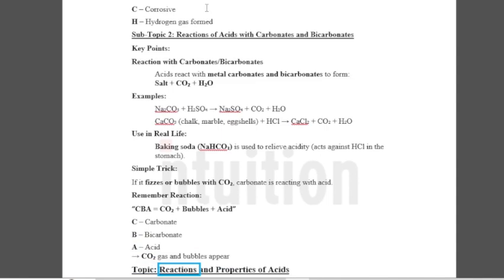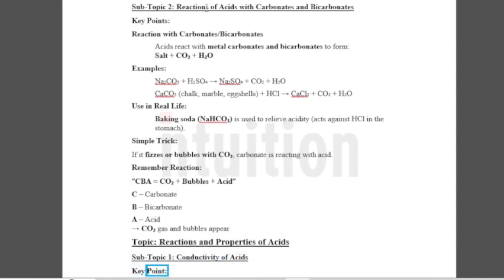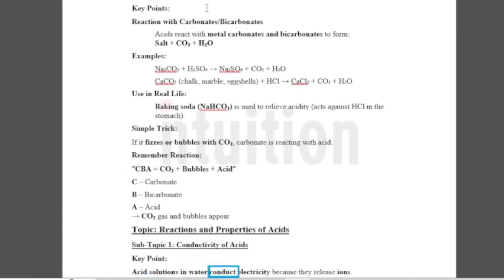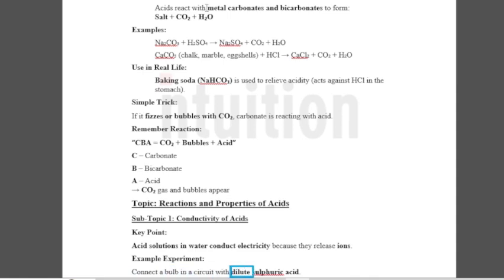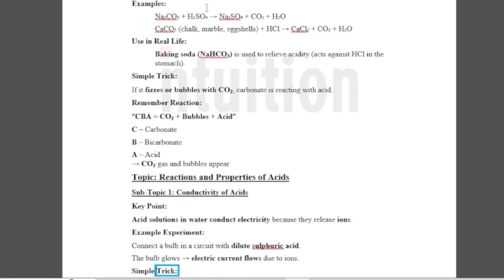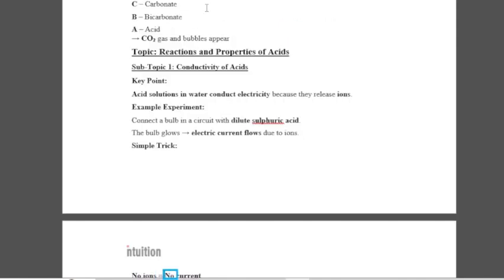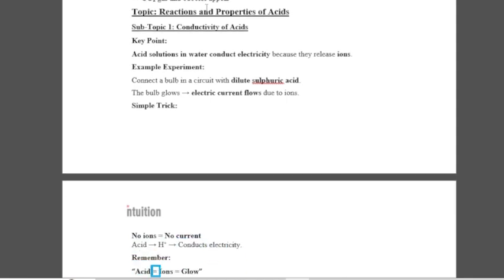Topic: Reactions and properties of acids. Subtopic 1: Conductivity of acids. Key point: acid solutions in water conduct electricity because they release ions. Example experiment: connect a bulb in a circuit with dilute sulfuric acid. The bulb glows, electric current flows due to ions. Simple trick: no ions is no current. Acid H+ conducts electricity. Remember, acid is ions is glow.